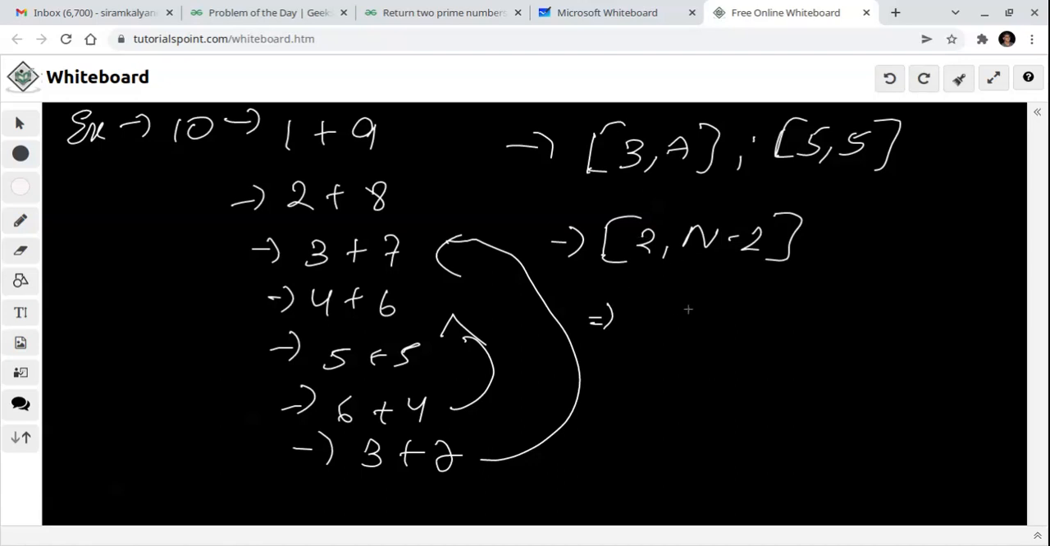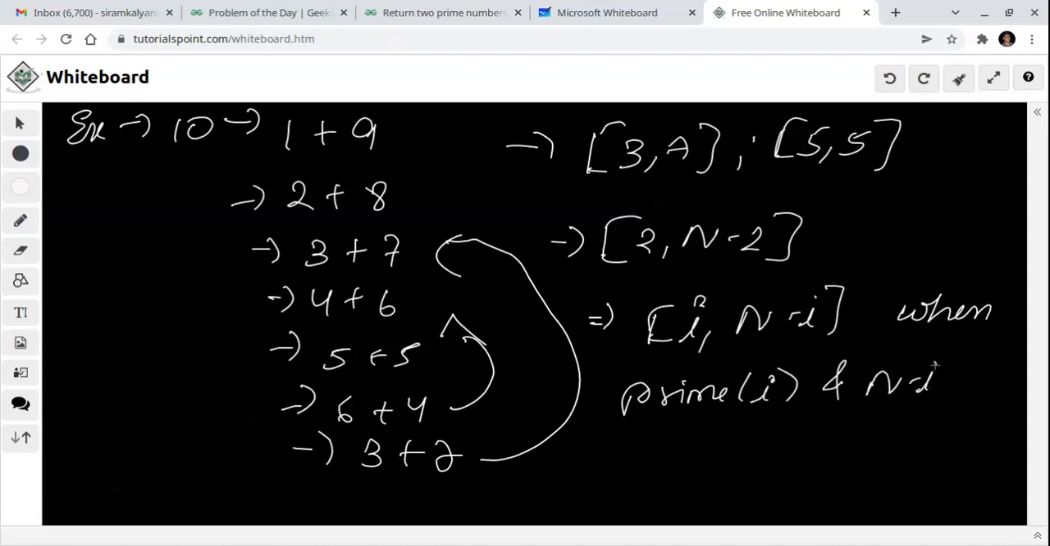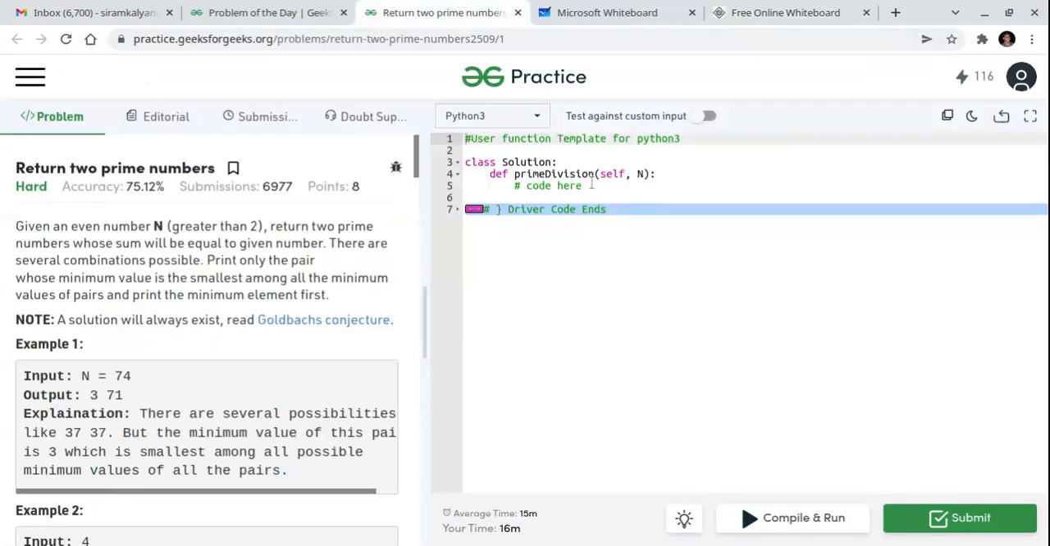Let us assume 2 is i and n minus 2 is n minus i. We need to return i comma n minus i when i is prime and n minus i is prime as well, or else we need to return an empty list. Okay, let us code using Python.